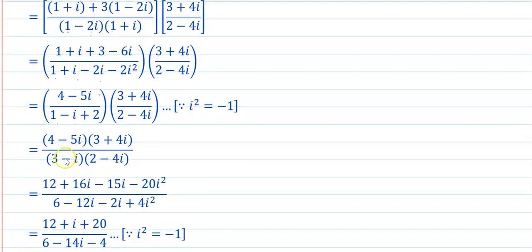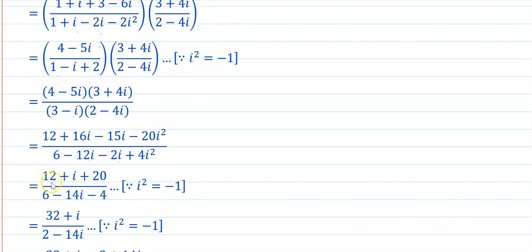इथे आलं bracket as it is. Next 3 plus 4i upon 2 minus 4i. अभी इथे multiplication. या 4 ने 3 ला you will get 12. 4 ने 4i ला 16i. Minus 5i ने 3, minus 15i. Minus 5i ने 4i ला, that is minus 20i square. What about the denominator? 3 into 2 you will get 6. 3 into minus 4i, minus 12i. Minus i ने 2 ला minus 2i. Minus i into minus 4i, plus 4i square.